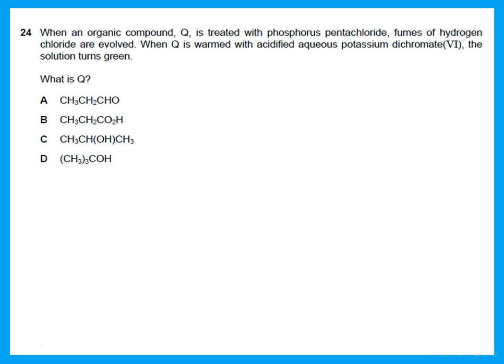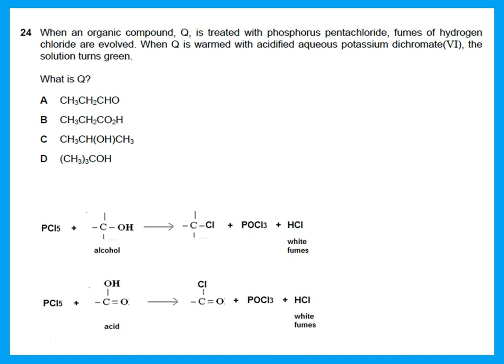When an organic compound Q is treated with phosphorus pentachloride, fumes of hydrogen chloride are evolved. Okay, let's remind ourselves. Which compounds react with phosphorus pentachloride? Well, you should realize an alcohol would react with PCl5 to give white fumes. Also, an acid would react with PCl5 to form HCl fumes or white fumes. So Q is either an alcohol or an acid.